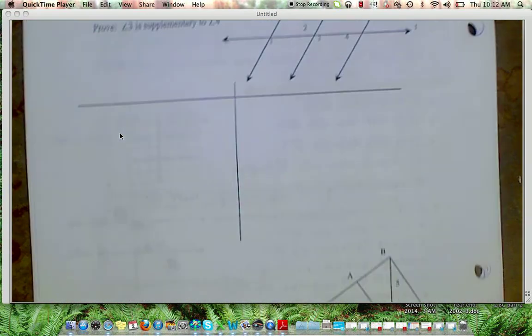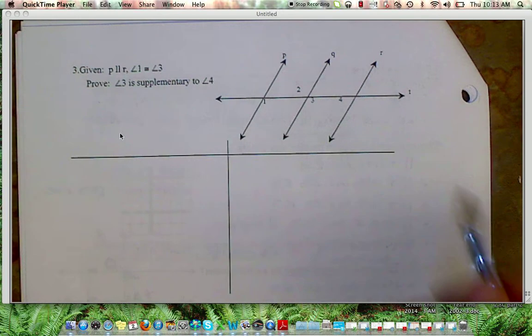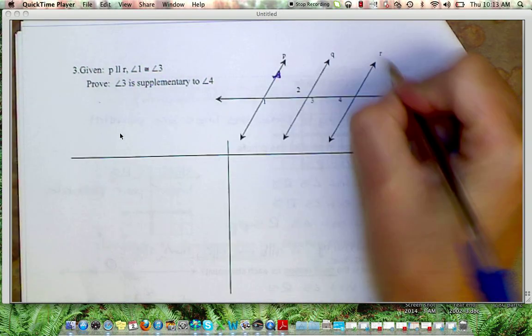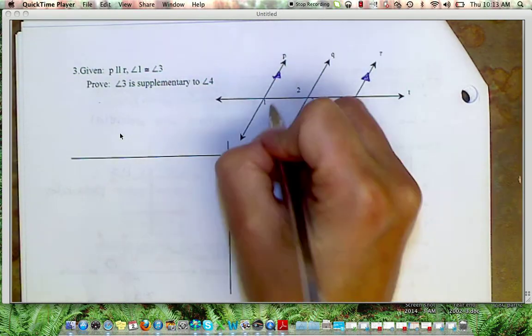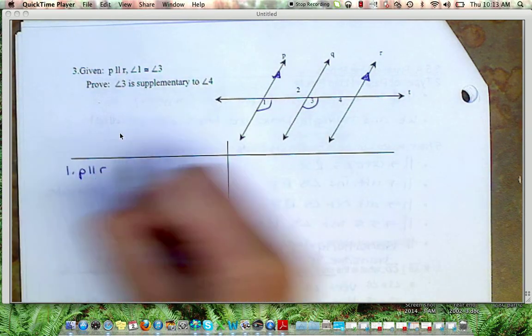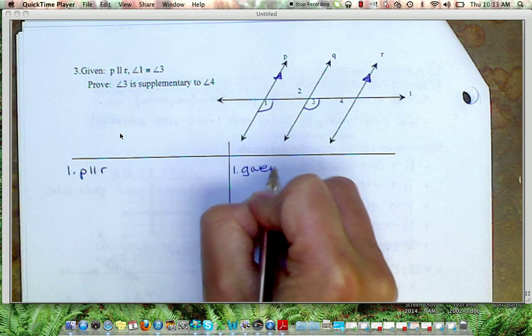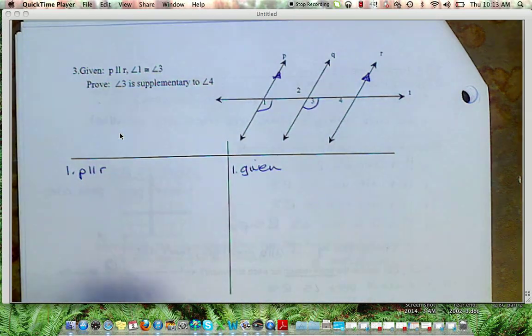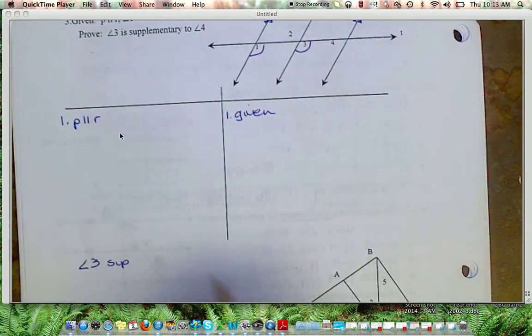Number 3 says it is given that P is parallel to R and angle 1 is congruent to angle 3. So we are going to start with the wordy statement, parallel, and then we can also deal with this wordy statement at the end.